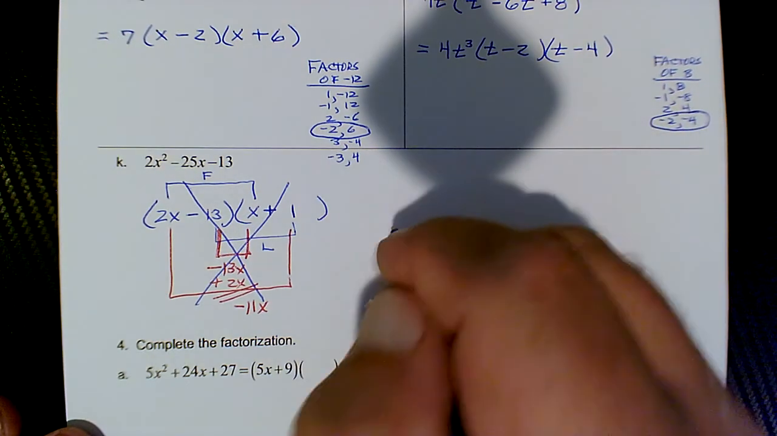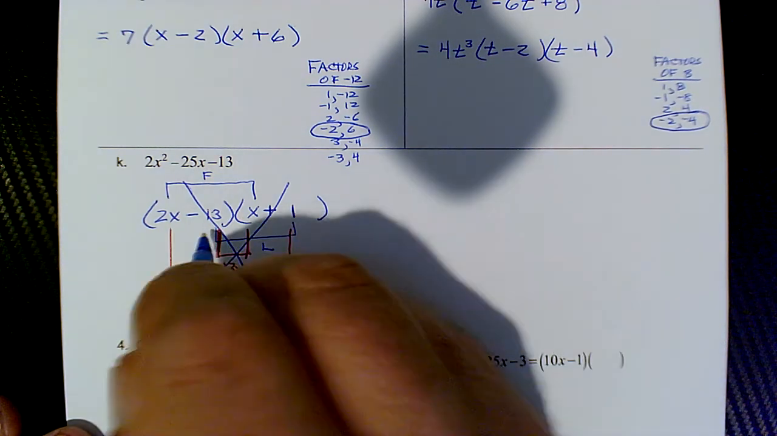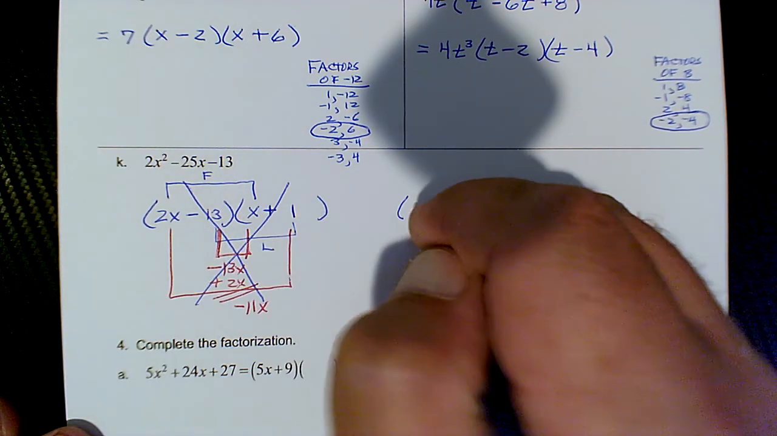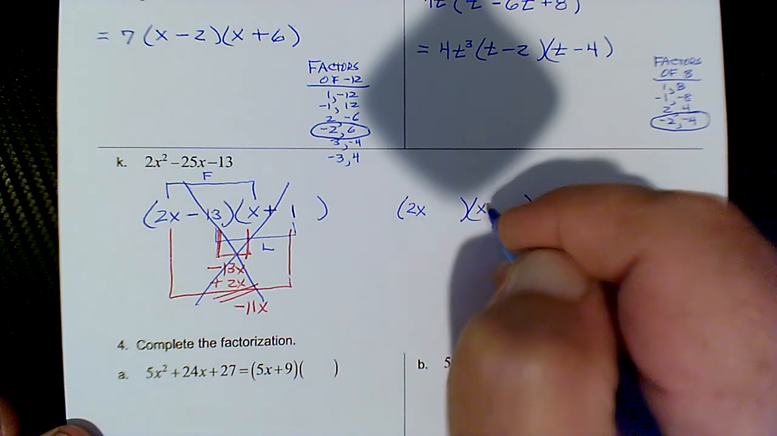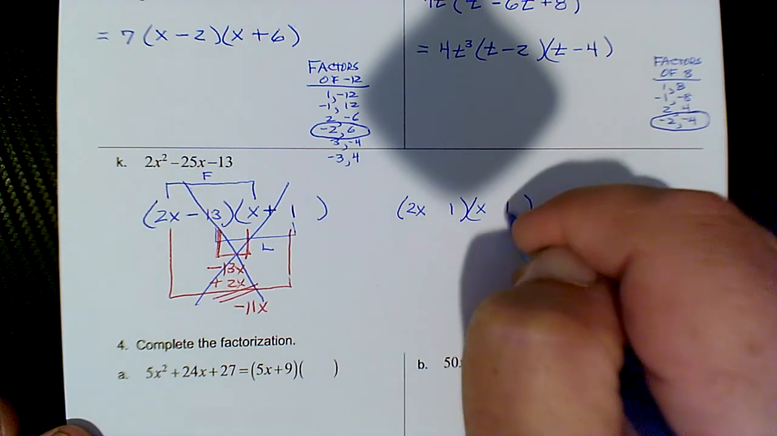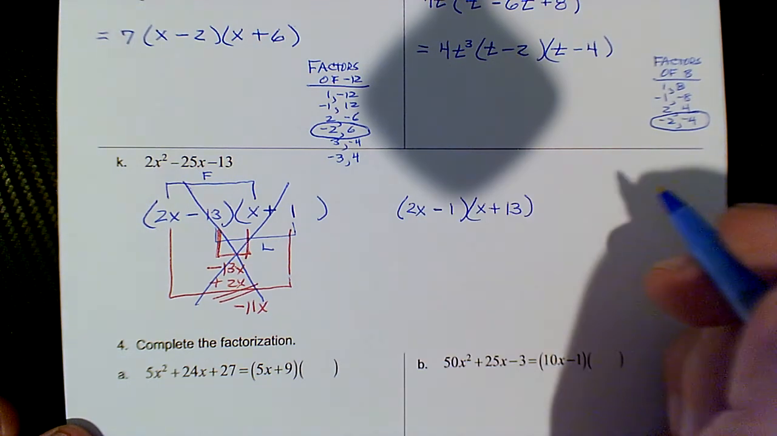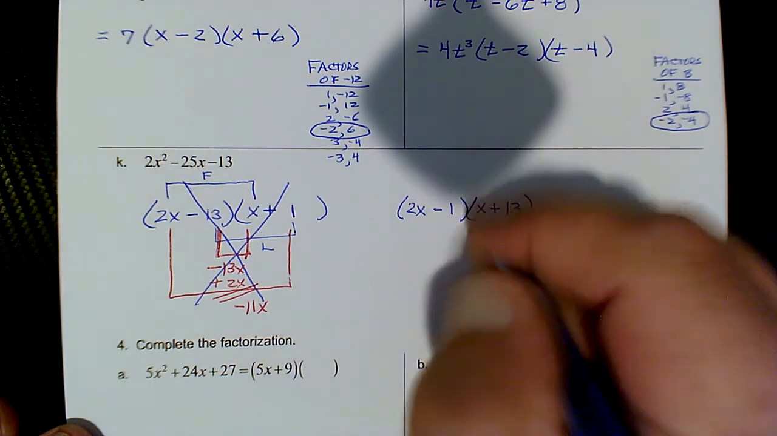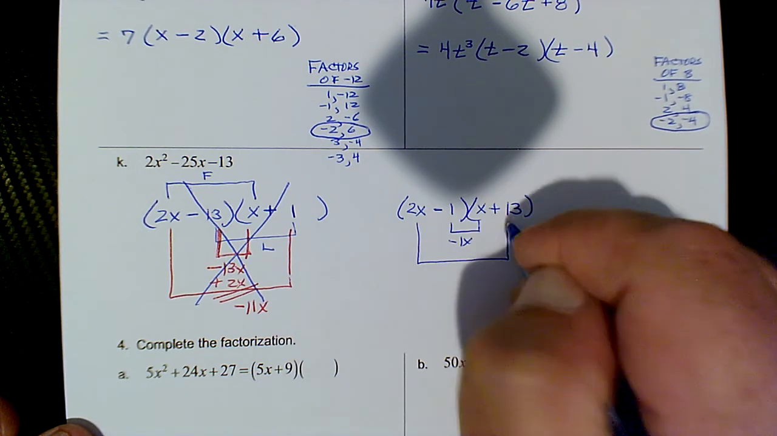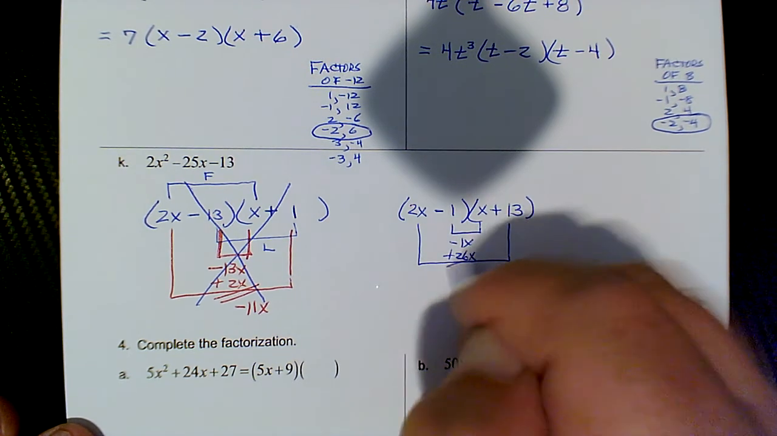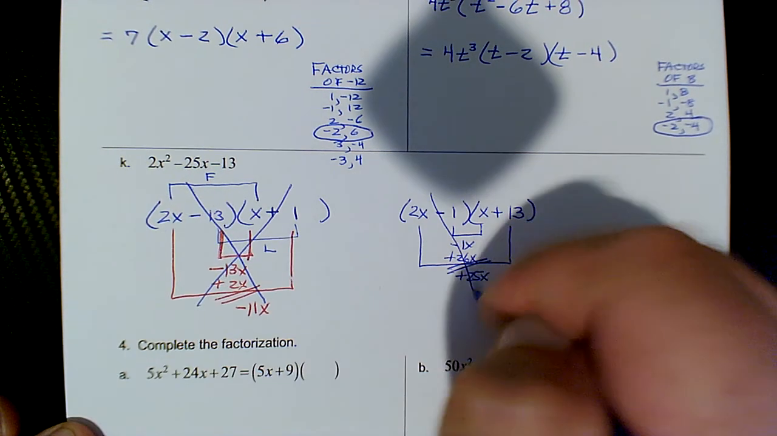But what I could do, because all we have is 2x and x, 13 and 1, is switch the 13 and the 1. So 2x and x, make it 1 with the 2x and 13 with the x. Alright, let me leave them as negatives and positives. And let's do the check of the inners and the outers. We get negative 1x, positive 26x. That combines to give us positive 25x, but we're looking for a negative 25.